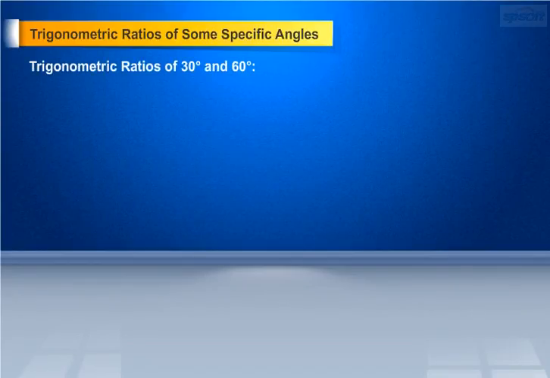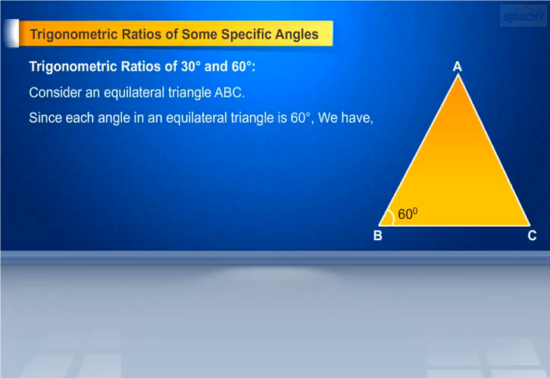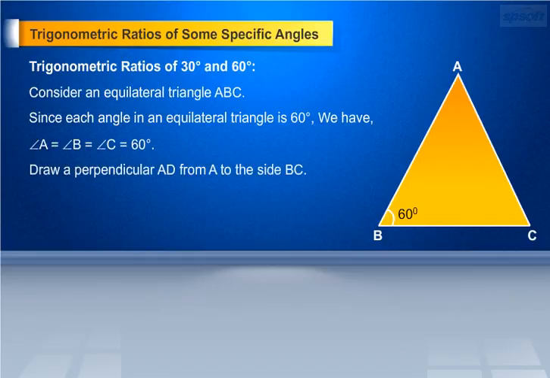Let's find the trigonometric ratios of 30 degrees and 60 degrees. Consider an equilateral triangle ABC. Since each angle in an equilateral triangle is 60 degrees, we have angle A equals angle B equals angle C equals 60 degrees. Now, draw a perpendicular AD from A to the side BC.